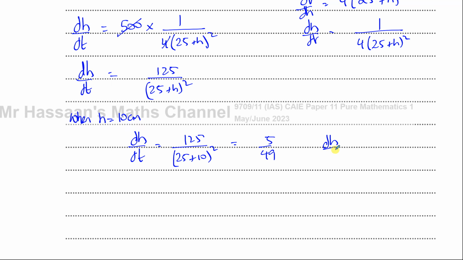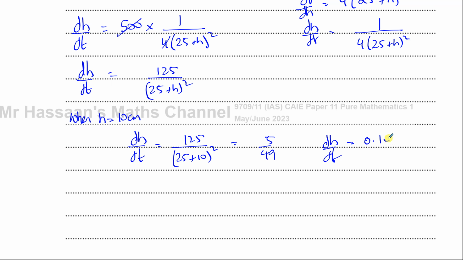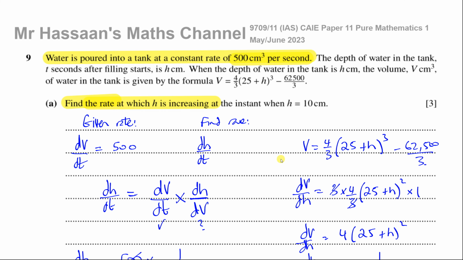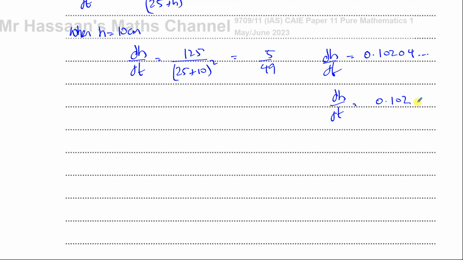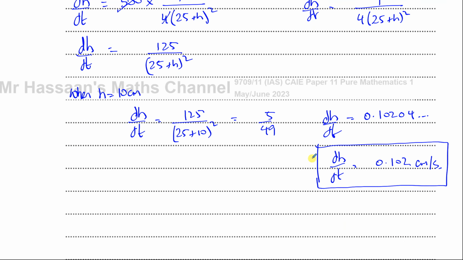5 over 49. If you want to write it in decimal form, then we can just find out what it is as a decimal. So 0.10204 dot dot dot. So we can say to 3 significant figures, we're left with 0.102, and this is in centimeters per second. So there we have the answer to this question. Okay, so that concludes part A, and we're going to go on to part B.